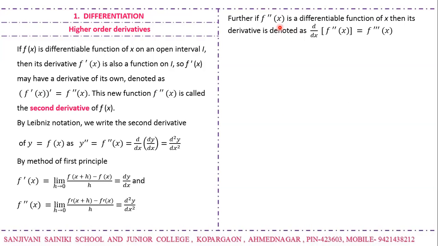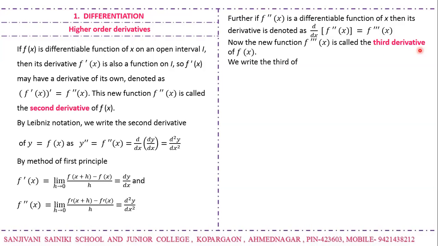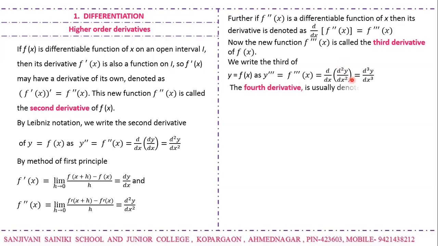Now if f double dash of x is a differentiable function of x, that is, if it is possible to find its derivative again, then such a derivative is denoted by d by dx of f double dash of x. That means f triple dash of x. The new function f triple dash of x is called the third order derivative of f of x. It is denoted by y triple dash is equal to f triple dash of x, or d by dx of d2y by dx square. That means d cube y by dx cube.